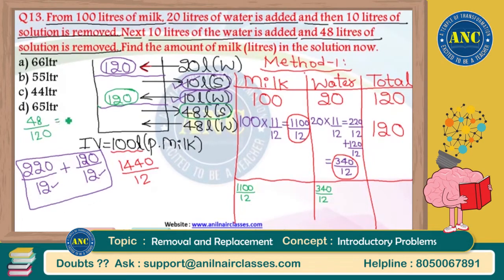24 into 2 is 48. 24 into 5 is 120. That means 2 by 5th of solution is taken outside. That means how much solution is present inside? If 2 by 5 is taken out, remaining inside is 3 by 5. That means milk is 3 by 5 of the earlier value. Water is also 3 by 5 of the earlier value.